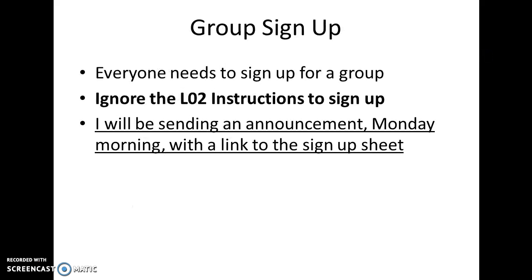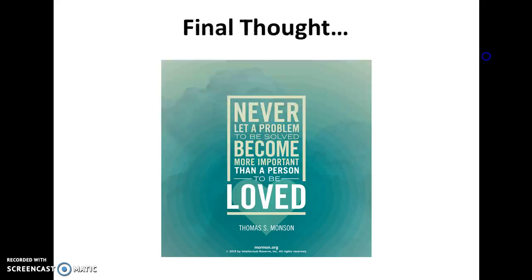Now regarding the group sign-up, as you know, everyone needs to sign up for a group. So I'm asking you to please ignore the Lesson 2 instructions to sign up because there's a problem with it. I will be sending an announcement Monday morning with a link to the sign-up sheet, which is a Google document. So just a reminder to look for that on Monday.